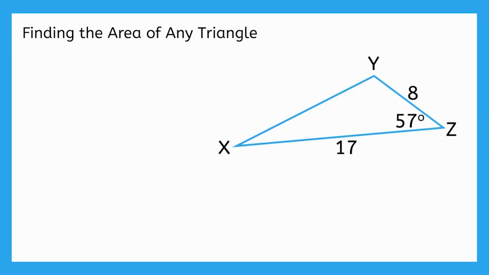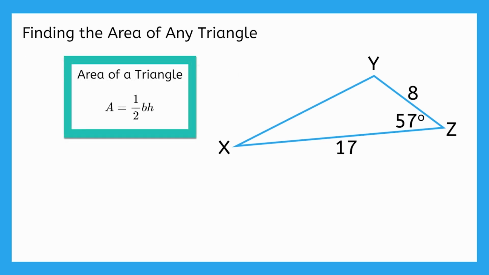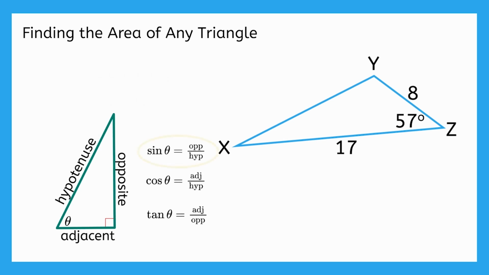The sine function has one more trick up its sleeve. We can use the sine function to find the area of any triangle without needing an altitude or perpendicular height. The area formula you've used for triangles since grade school is 1/2 base times height, where height is a perpendicular measurement, which is not given in this triangle XYZ. Now that we know how to harness the power of the sine function, we can use it to solve for the area. Recall that the sine of an angle is the ratio of the opposite side and the hypotenuse, but that only works in right triangles.